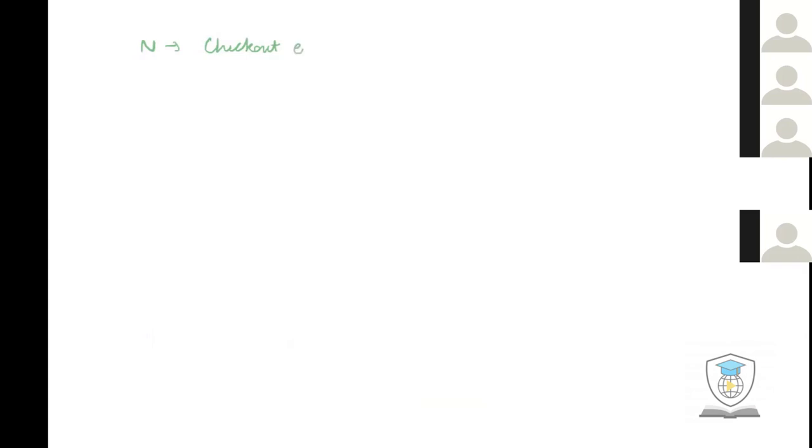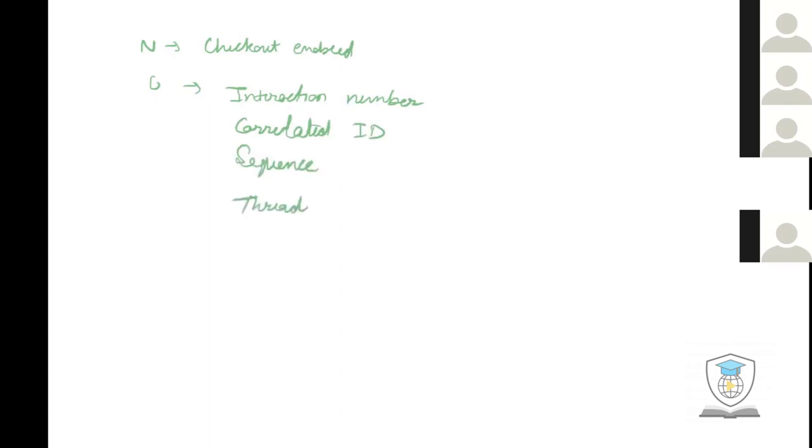Then we have checkout enable, and we have interaction number, because some of it you do not need to know. It is for advanced purposes. We have correlation ID, we have sequence, then we have thread. That is the internal name. This is also a Java concept, the internal name of the Pega thread, PR thread. So this is thread and Pega thread name.